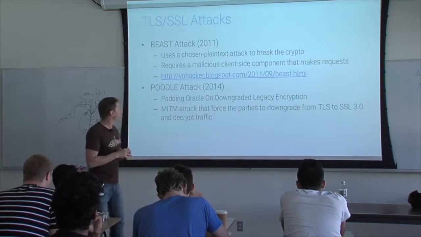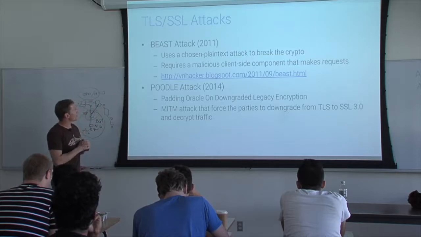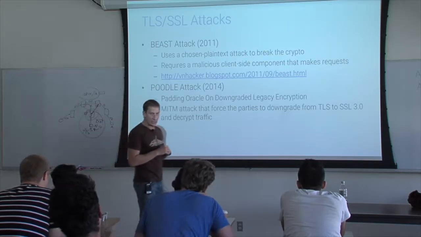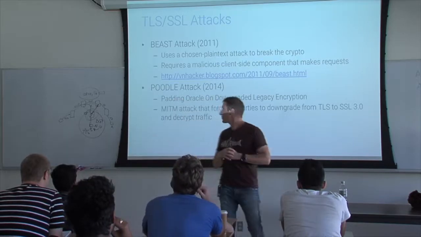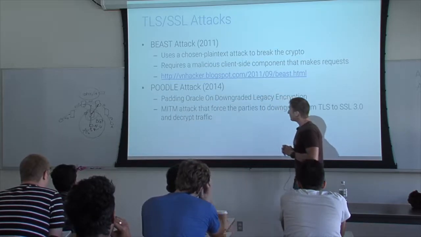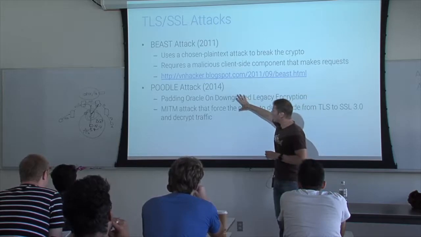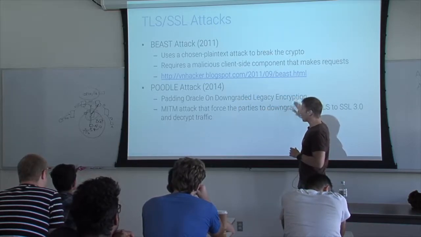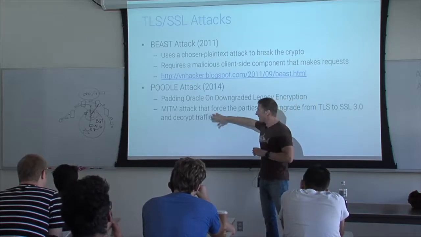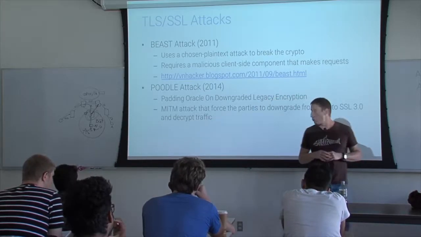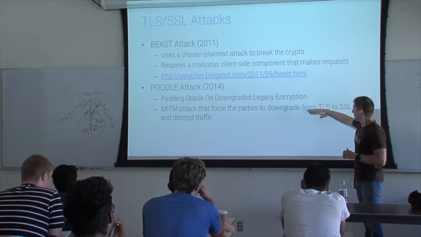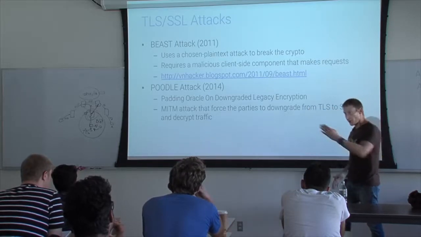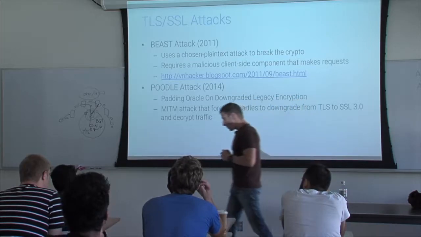There have been a bunch of attacks against TLS and SSL. In 2011, we had the Beast attack. You use a chosen plaintext attack to actually break the crypto. Then there was the Poodle attack. It was a padding oracle on downgraded legacy encryption. It was a man-in-the-middle attack that would allow choosing a lower, downgraded protocol. This is one of the downgrade attacks that we named before.